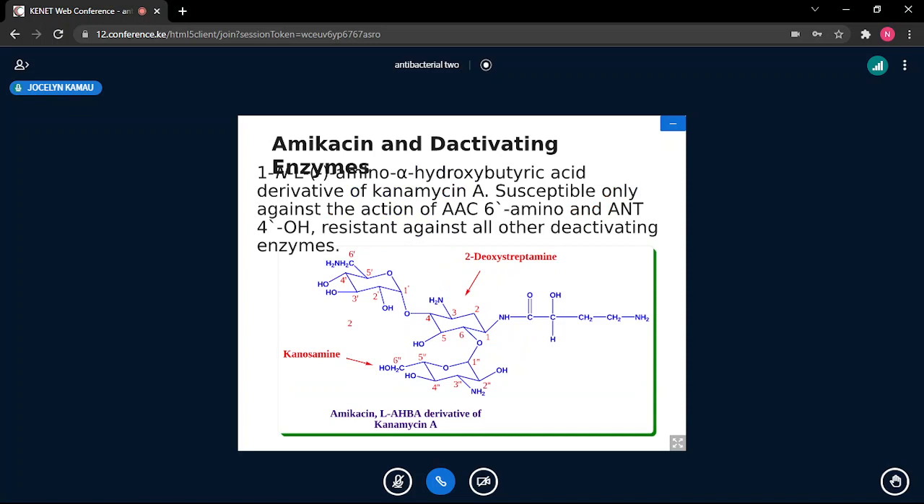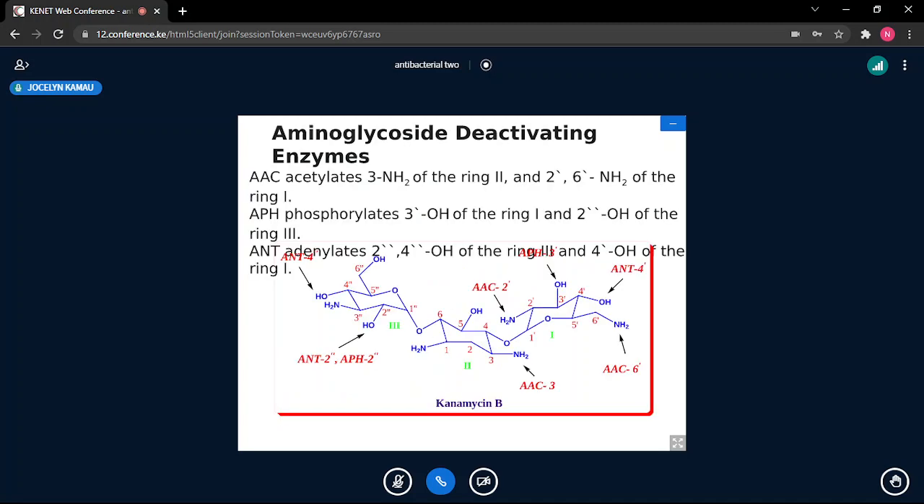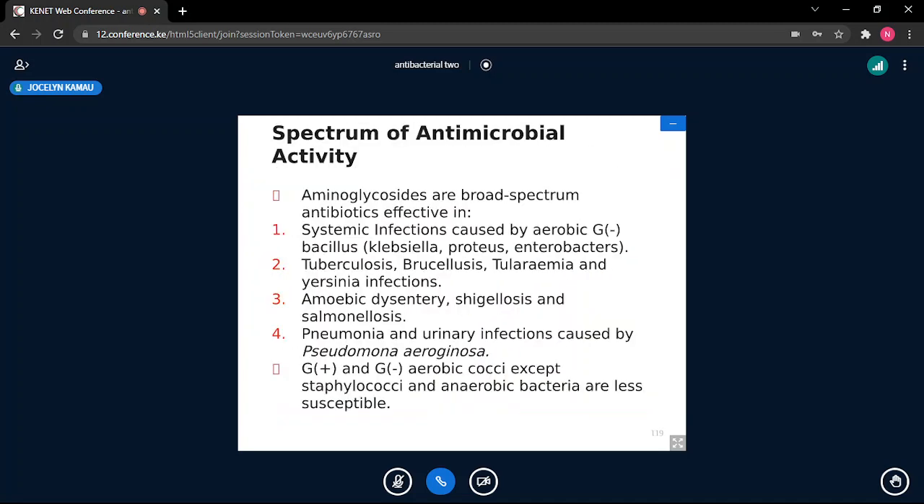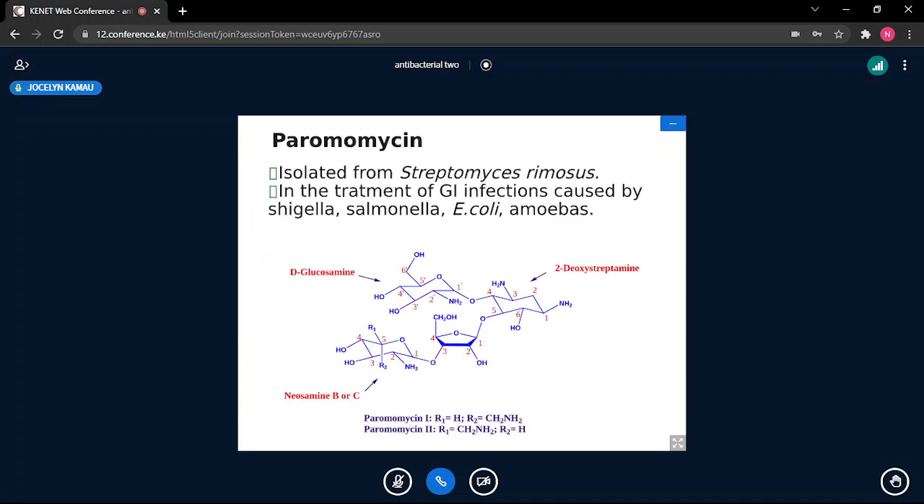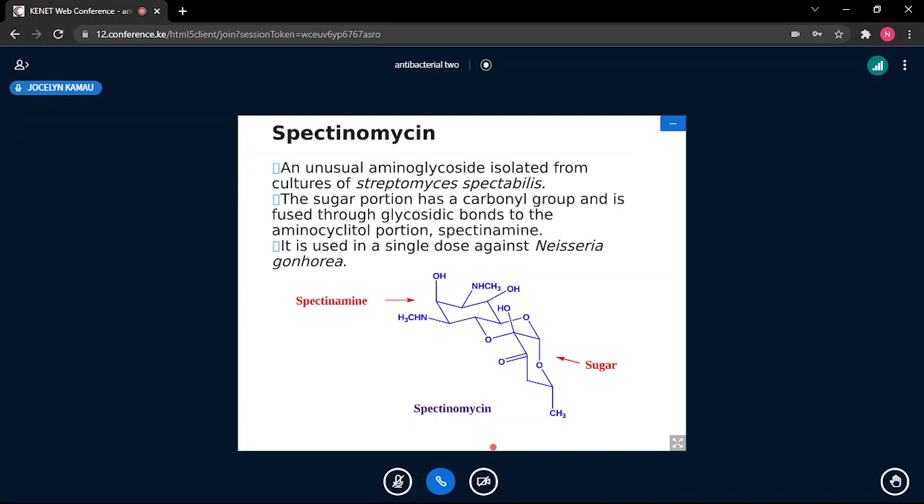Spectinomycin is a molecule where the groups are fused together. They are fused together rather than being joined through glycosidic bonds. There it is. Yes, that's what I was looking for. So if you look at spectinomycin, I hope you can appreciate the difference. You can see it has the spectinamine.